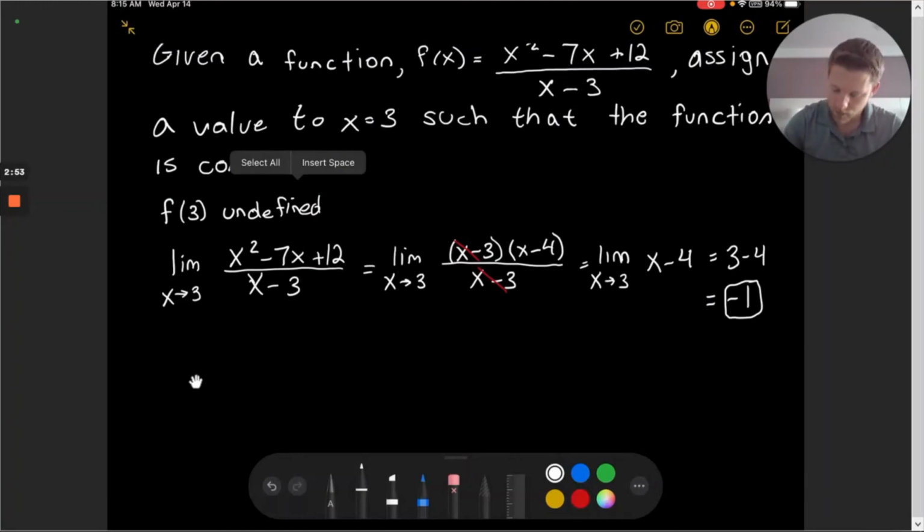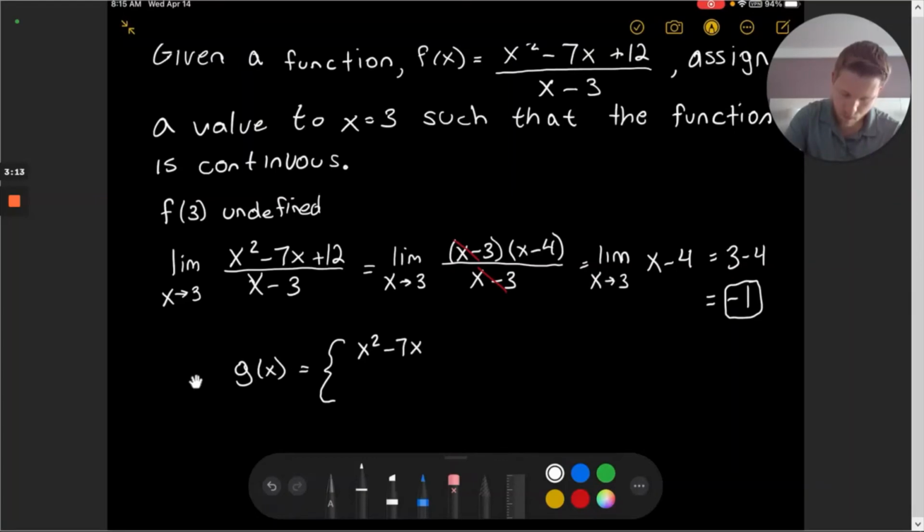I'll call this a new function, call it g of x. And this g of x function I can define as a piecewise. And I can define it as our original function f as long as x is not equal to 3. But at x equals 3, I'll just define the value as negative 1.